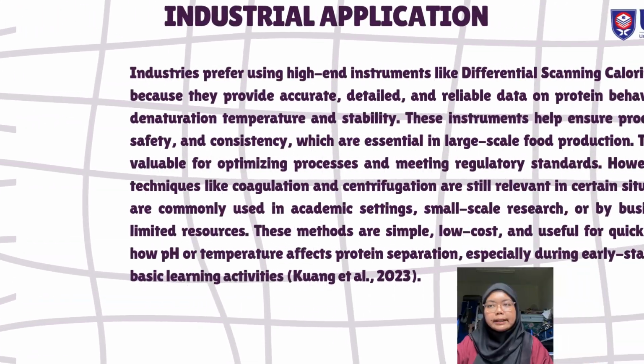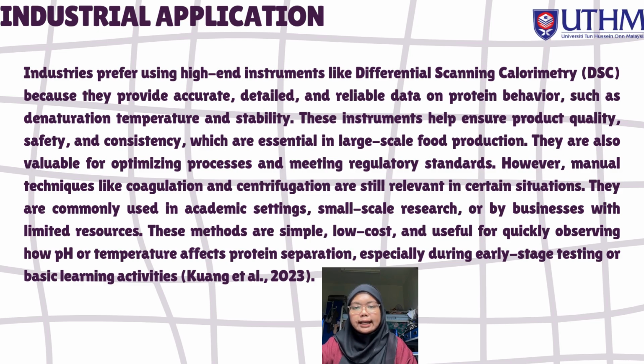So for the industrial application, industry prefers using high-end instruments like differential scanning calorimetry because they provide accurate, detailed and reliable data on protein behavior such as denaturation temperature and stability. These instruments help ensure product quality, safety and consistency, which is essential in large-scale food production. Also, they are available for optimized processes and meeting regulatory standards.